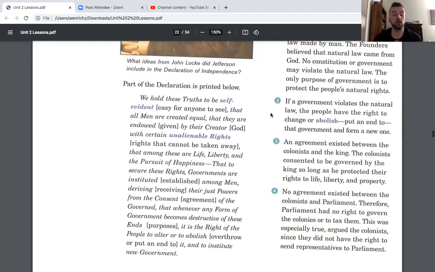Point number two, if a government violates the natural law, the people have the right to change or abolish, or put an end to, that government and form a new one. Number three, an agreement, a social contract, existed between the colonists and the king. The colonists consented to be governed by the king so long as he protected their rights to life, liberty, and their property.